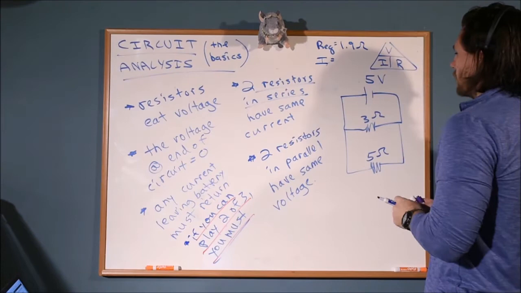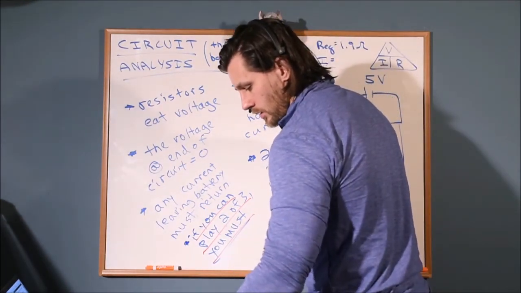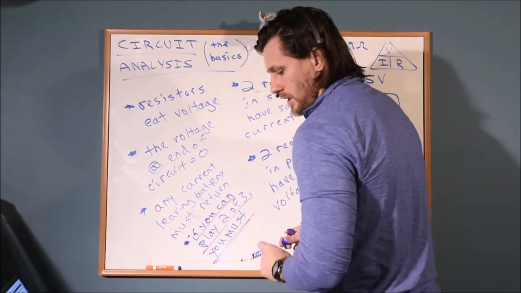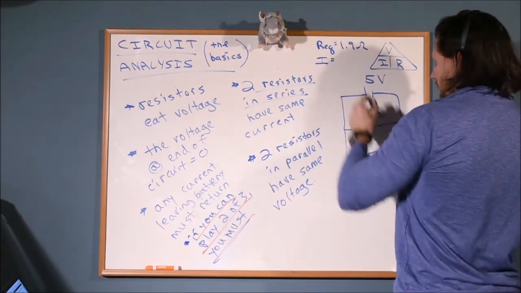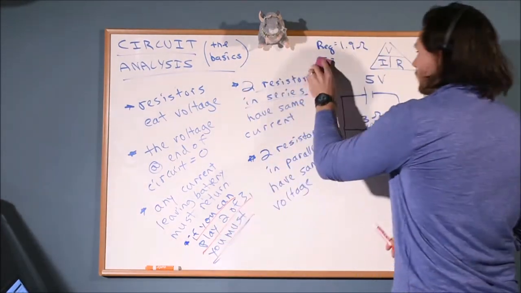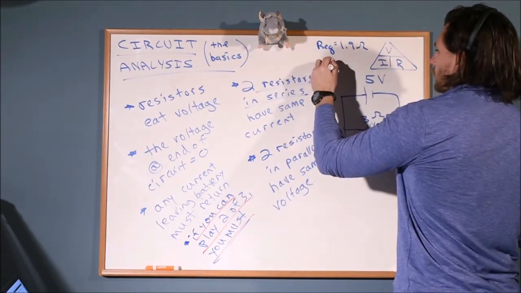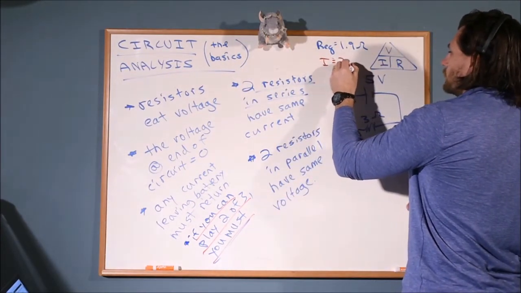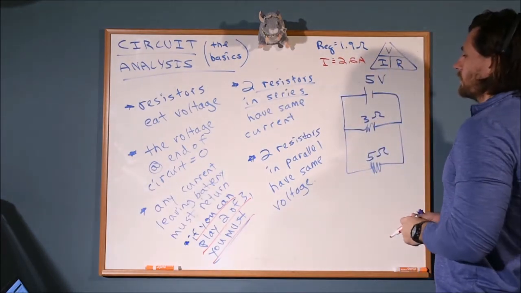From there, we can calculate the current. I is V over R, so we have 5 volts divided by 1.9 using decimals because the pedantic people are going to want us to. So we got total current of 2.6. Better make that in red. Total current I equals 2.6 amps, which means 2.6 amps are going to leave the battery.